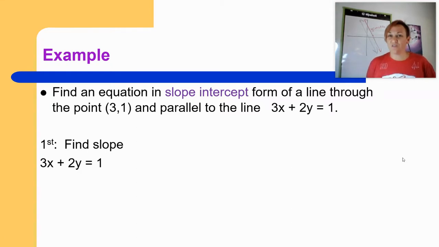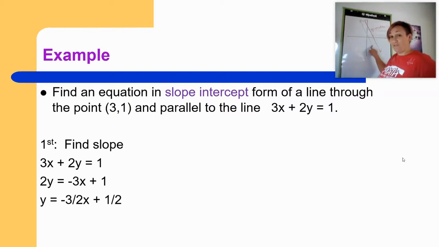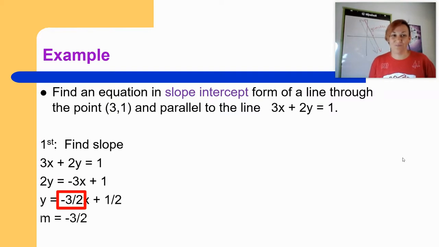As mentioned in the first video, this is in standard form. And so we need to change it to a form where we can actually find the slope, which would be slope-intercept form. I can do that by subtracting the 3x and dividing everything by 2. And now I know the slope of my first line, my given line, is negative 3 over 2.